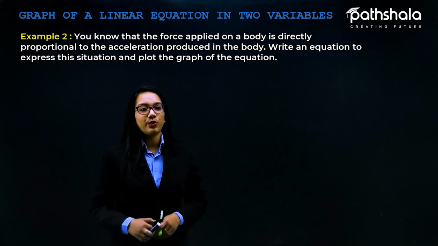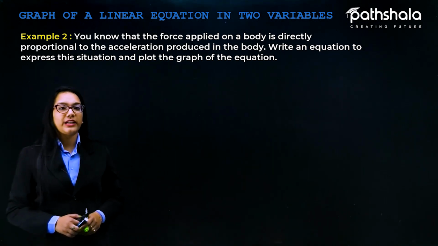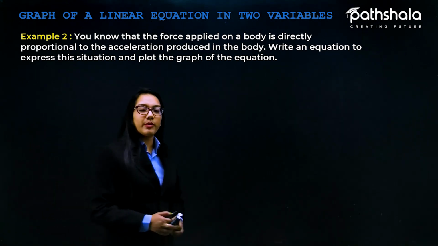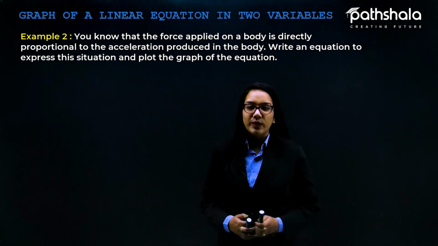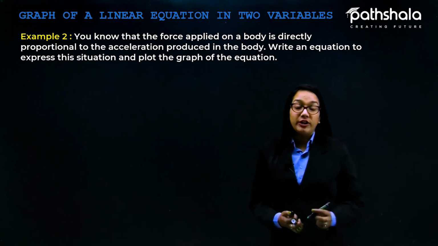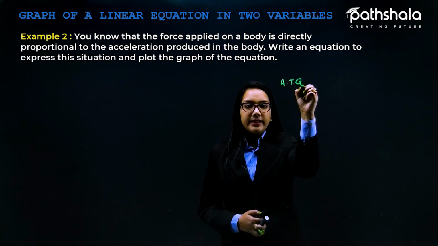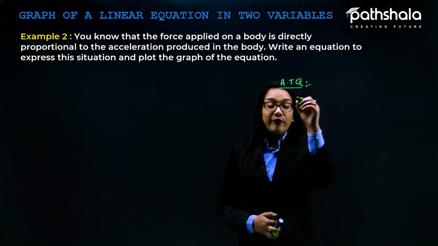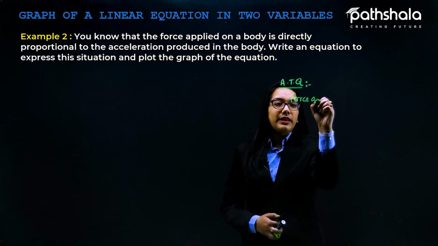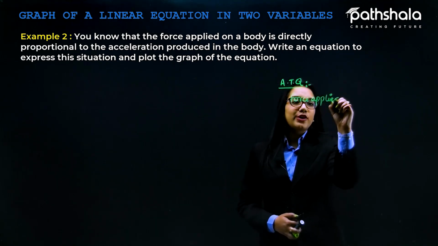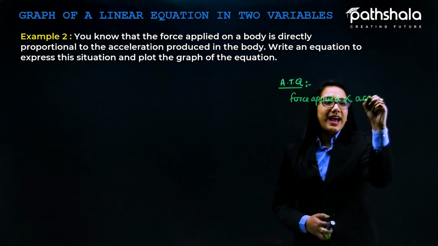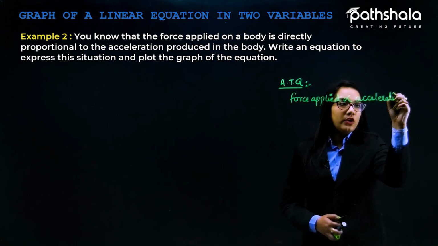Example number 2 says, you know that the force applied on a body is directly proportional to the acceleration produced in the body. Write an equation to express the situation and plot the graph of the equation. According to the question, it is mentioned that the force applied to the body is directly proportional to its acceleration, which is already given to us.